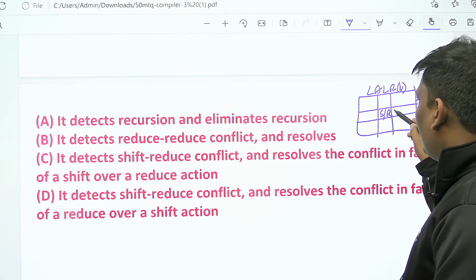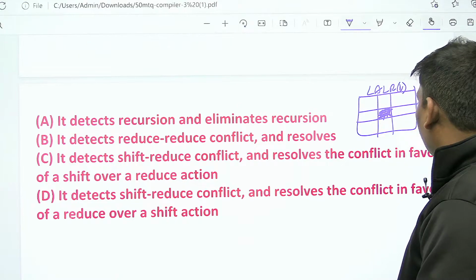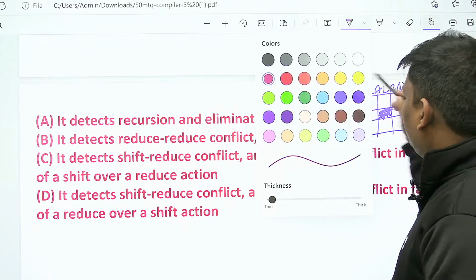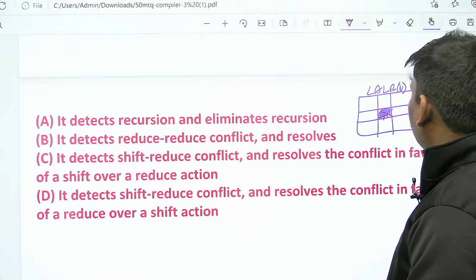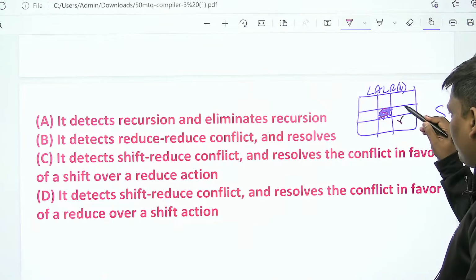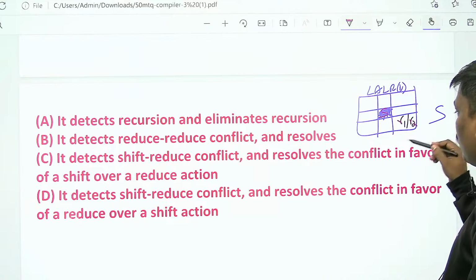What the ACT tool will do is replace SR by S. Careful. SR will replace by S. Suppose somewhere in the table there is R1 by R2. What is the meaning? RR conflict is there.